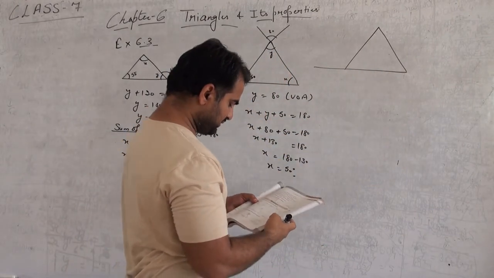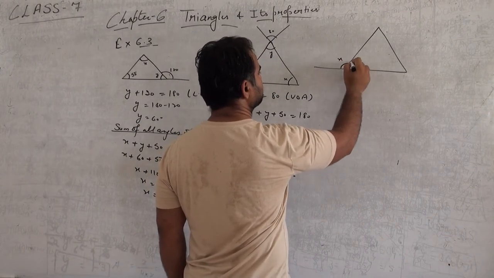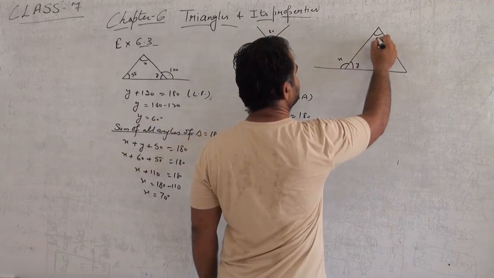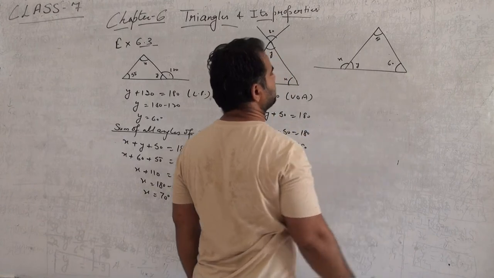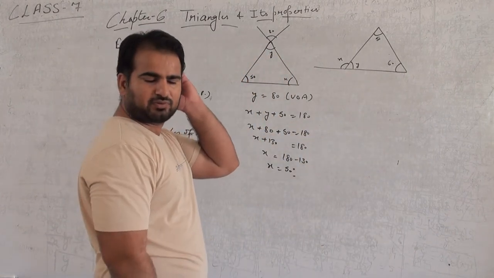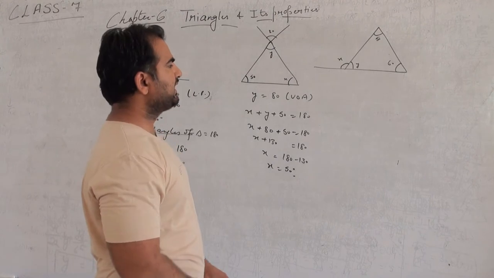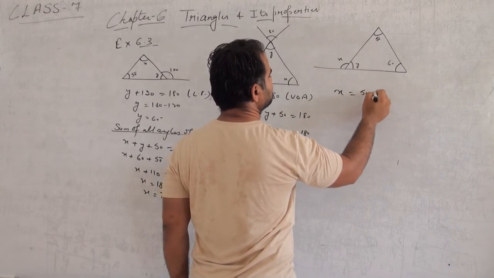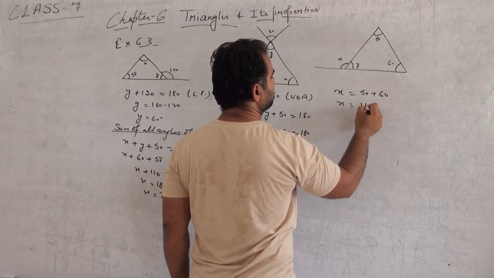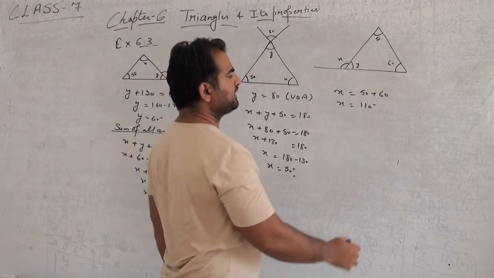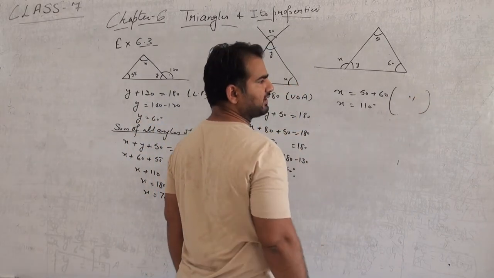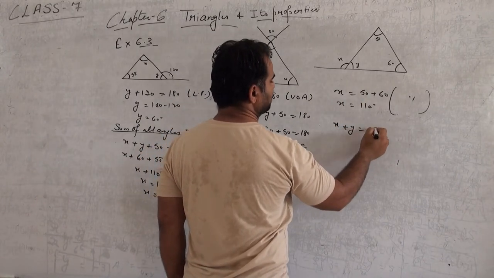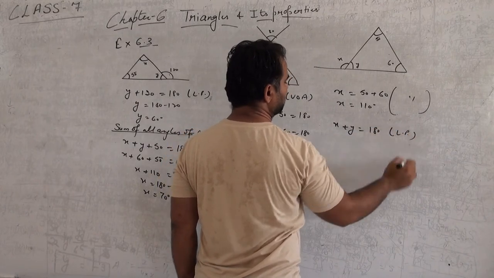Okay. Question number third. Question number third is, this one is x, this one is y, and 50 and 60. This one is 50 and this one is 60. Okay. So we can say that the sum of two angles is always equal to the opposite exterior angle. So x equals 50 plus 60. So x will be 110, and we have to write that reason here. And next we know that x and y make a linear pair. So we can write it there, linear pair.